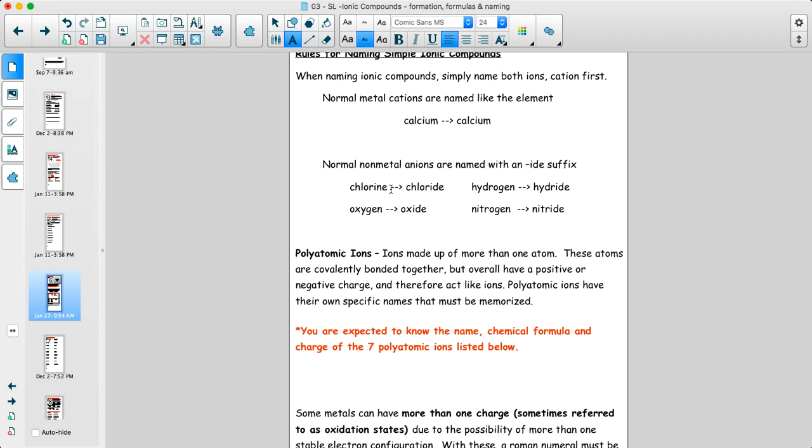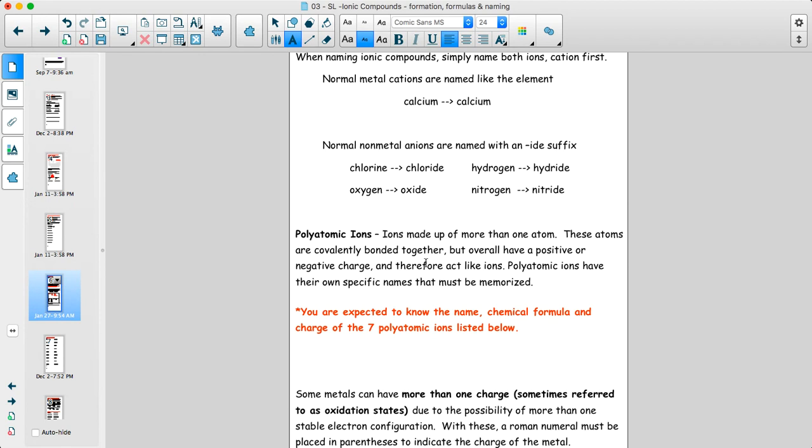Nonmetals usually end in "ine", like chlorine or fluorine, but they also have other endings like oxygen, hydrogen, nitrogen. But when they get put into compounds, they always end in "ide". So when calcium and chlorine react together, they form something called calcium chloride. When calcium and oxygen react together, it forms calcium oxide. So simply to name an ionic compound, you just have to remember about that "ide" ending. That tells you that they are together as a compound.